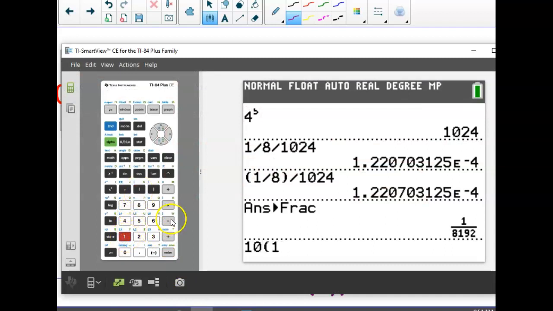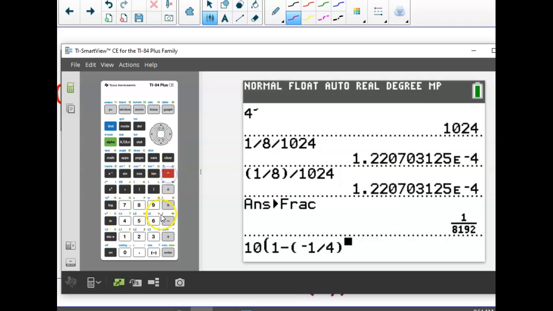10 times 1 minus negative 1/4 to the 6th. Arrow to the right, close that parenthesis, then divide by the bottom parenthesis. 1 minus negative 1/4. Those of you who aren't typing are scaring me.